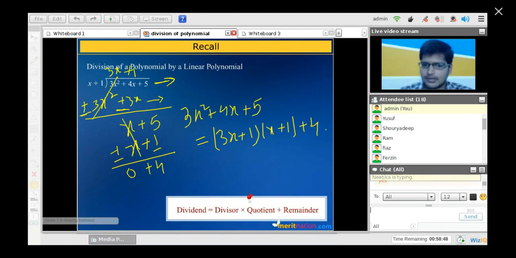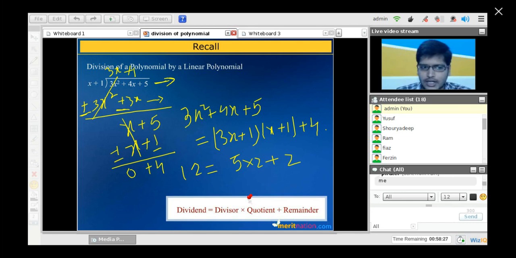How many of you agree with this? Here earlier also, if you observe, 12 is equal to 5 into 2 plus 2. That is the same way I am writing it over here. Even the polynomials, the same thing will apply. But a few things you need to understand and observe with respect to polynomials and division of integers, a few things differ. We'll see what things differ and what are the steps to be followed right now.